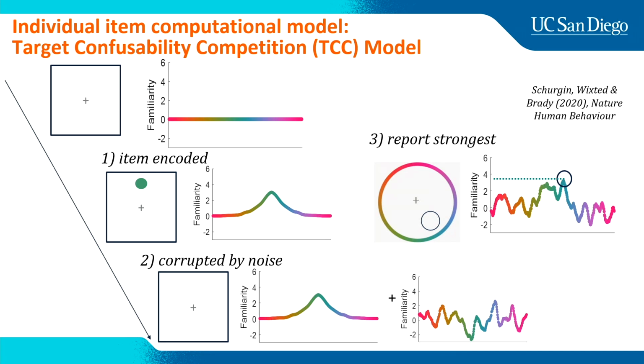To summarize, the TCC model integrates the principle of signal detection theory with psychophysical similarity scaling. Okay, so that's the model. Next, I will show you how the model fits data from the individual item task.